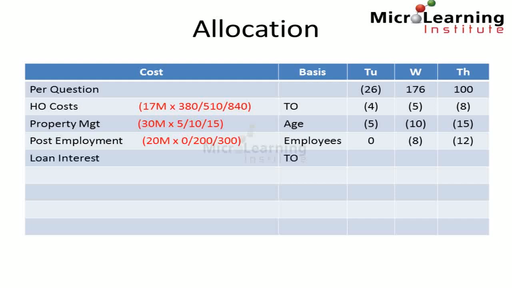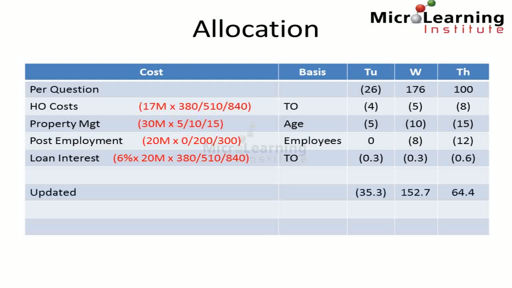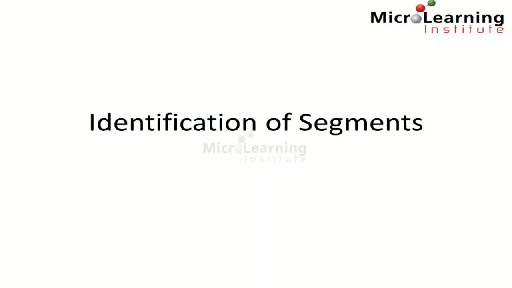The loan interest, again, is allocated based on turnover, and we see a $20 million loan with an interest figure of 6%, again allocated in the proportion of turnover. And here are the costs associated with that allocated to each individual segment. So the updated figures are as shown on this spreadsheet. Now we must determine which of these segments are segments that must be reported under IFRS 8.